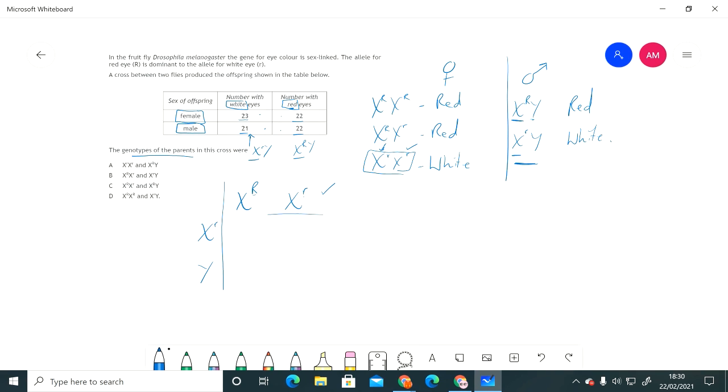And just to check, we can do the cross here. Right. So here we've got red eye female, white eye female, red eye male, white eye male. So 1 to 1 to 1 to 1, which is exactly the ratio that we see up here. So the genotypes of the parents are, the answer for this one is B.